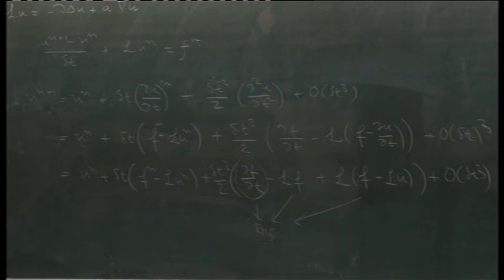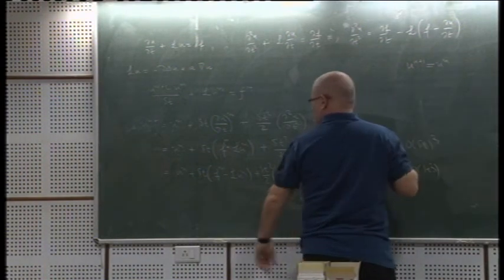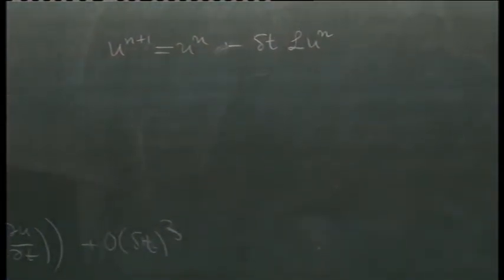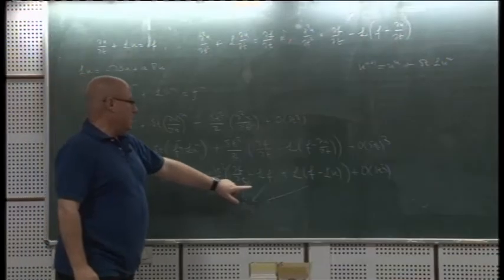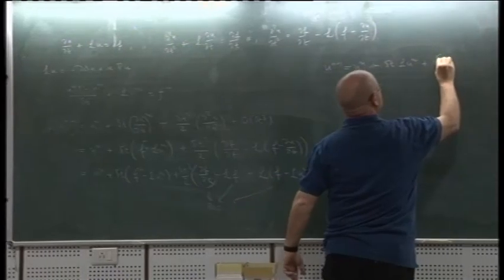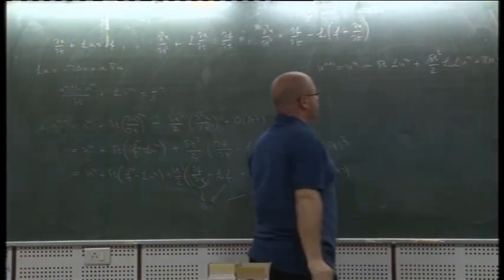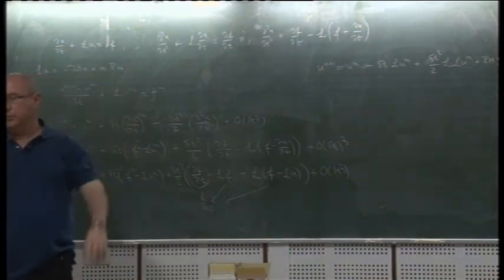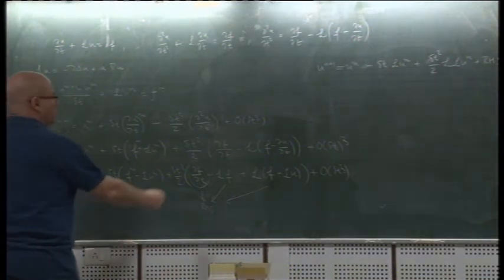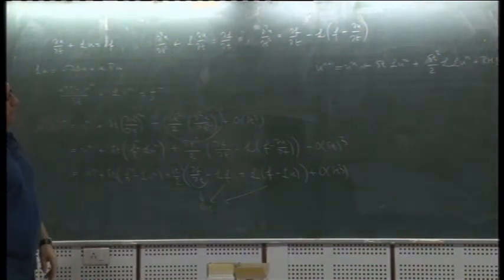But what happens concerning the operator L? So we have that un plus 1 is equal to un minus delta t L of un, plus delta t squared over 2 L squared of un, plus additional terms that go to the right-hand side. Okay? Did you follow that? Only by keeping that term, and then computing second derivatives by taking the derivative of the equation with respect to time.